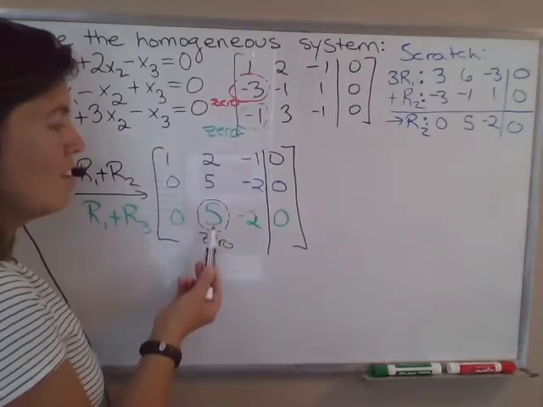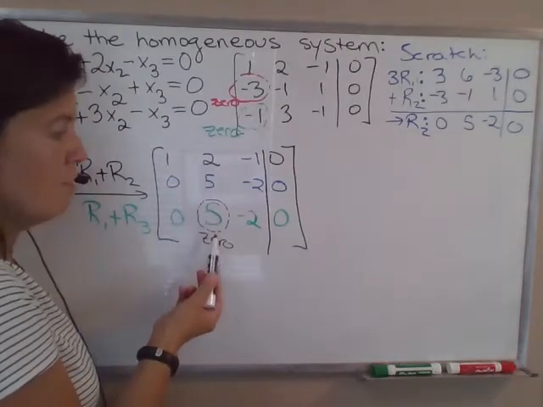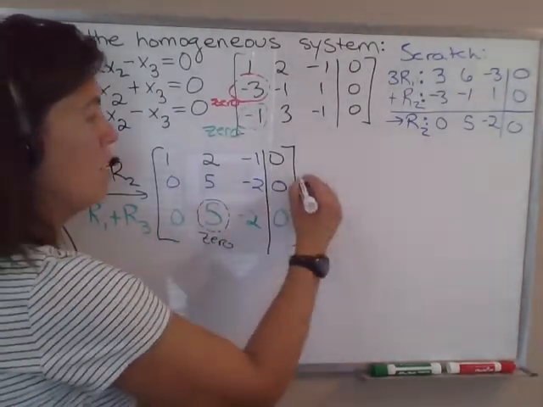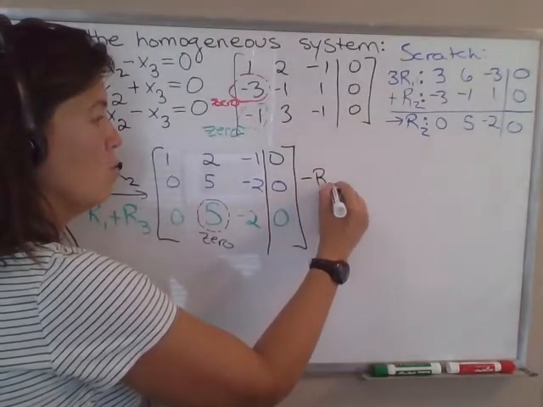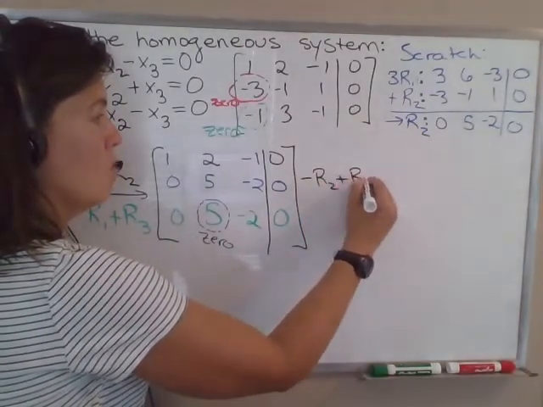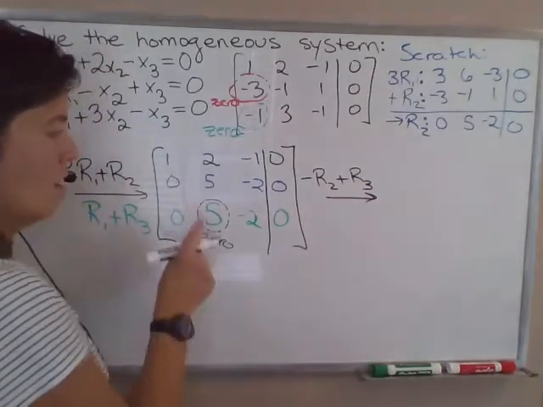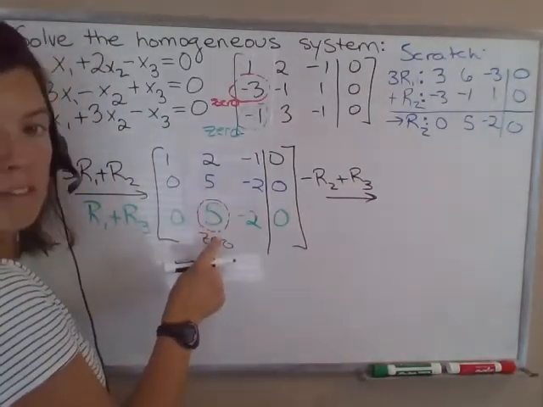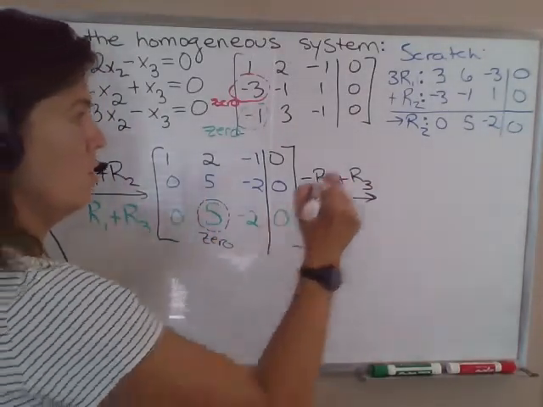And see, it's convenient to leave this entry as a 5 then, because then we could just do negative 1 times row 2, add that to row 3. And that'll give us -5 plus 5, so it'll give us a 0 in this position here.